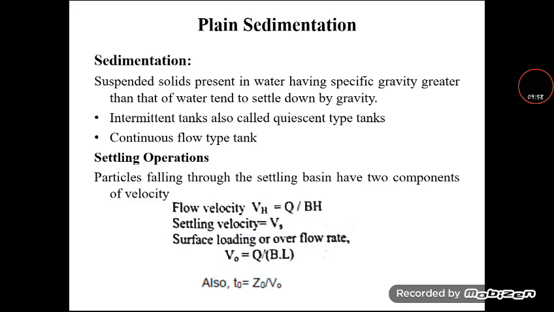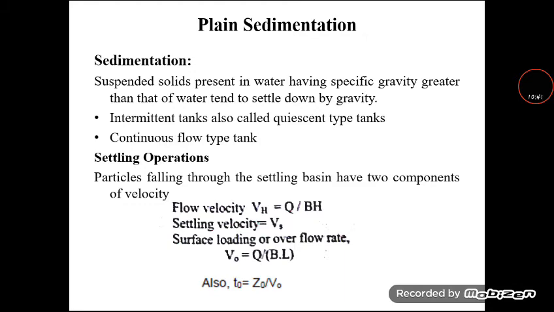So according to its operation, the name is different. The tank which is used to make the suspended particles settle down is called a sedimentation tank. That tank may be continuous flow type or intermittent type. Intermittent type is nothing but the water is allowed to stagnate for some time, and then we take it to the next operation. But continuous flow type is nothing but we allow the water to flow continuously into the tank, and it settles over there for some time.